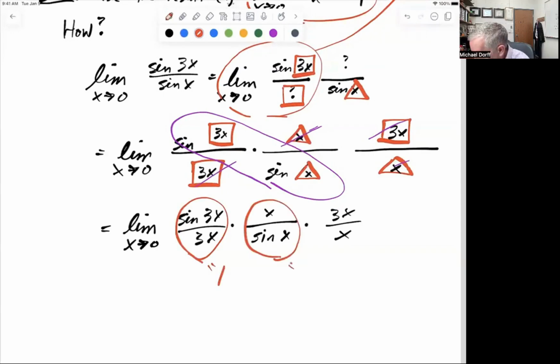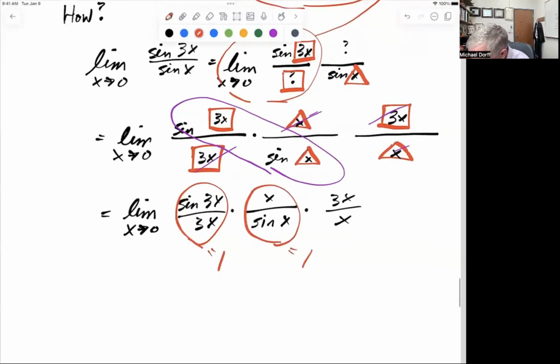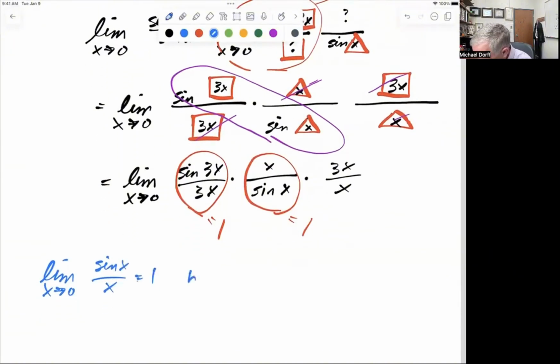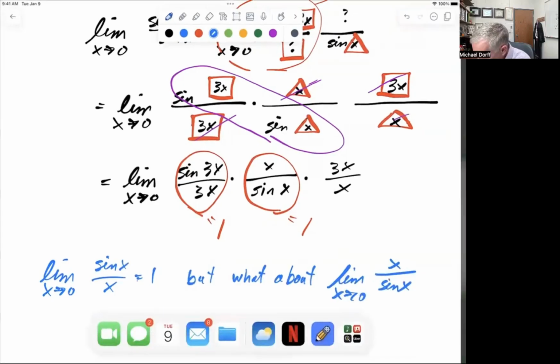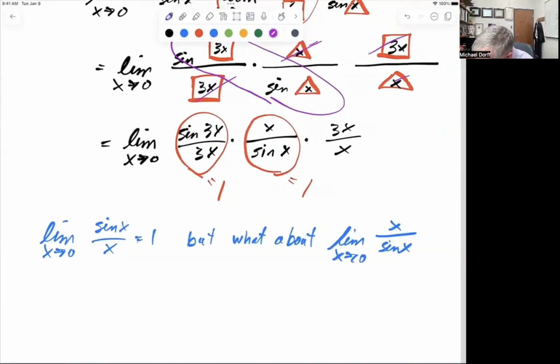This one's going to equal 1, and that may be a little confusing, because you may say, well, wait a minute. We knew the limit as x goes to 0 of sine of x over x equals 1, but what about the limit as x goes to 0 of x over sine x? Well, all I've done is I've flipped this. I've inverted it. So if I invert that, I have to invert this.